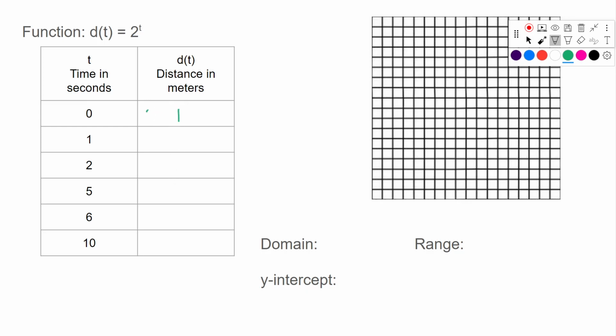We can calculate that by substituting 0 in for t, and 2 to the 0 power is 1. I can do the same thing at 1 second: 2 to the 1 is 2. At 2 seconds, 2 to the second is 4. 2 to the 5 is 32. 2 to the 6th is 64. And 2 to the 10th, I'm just going to double check with my calculator here. 2 to the 10th is 1024.